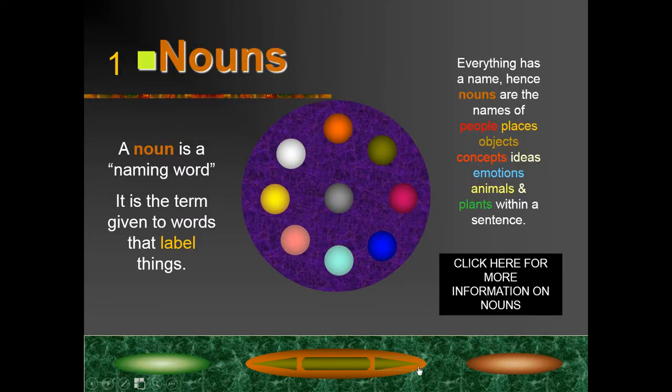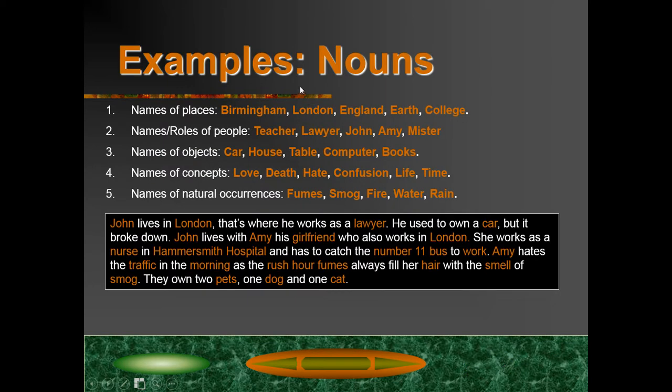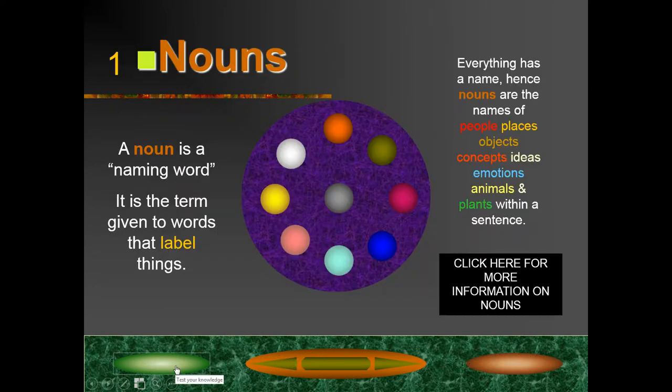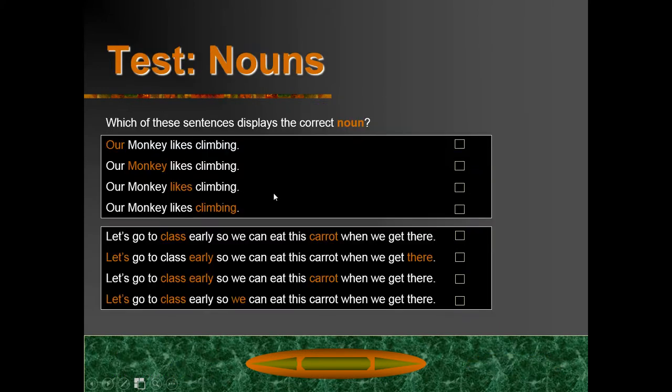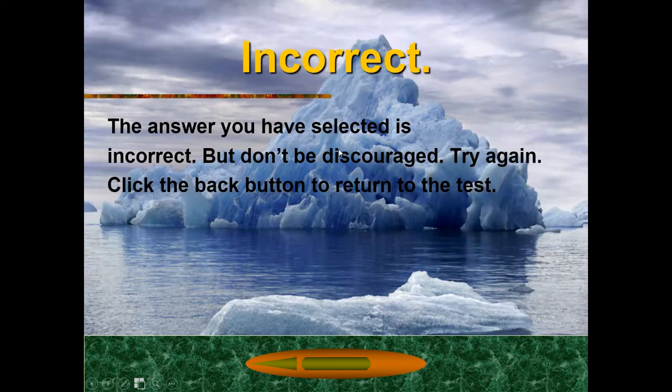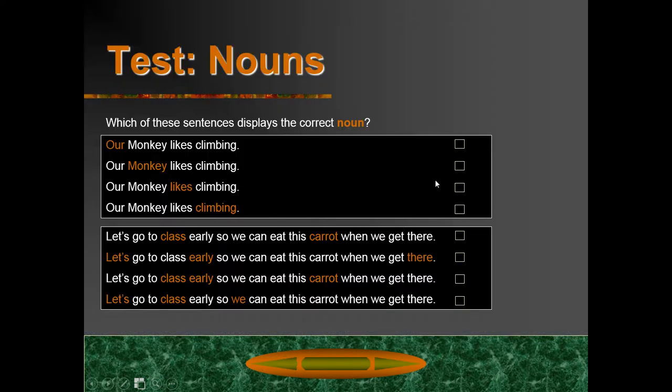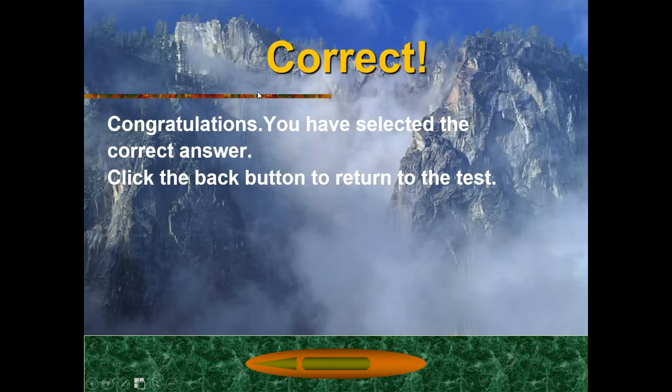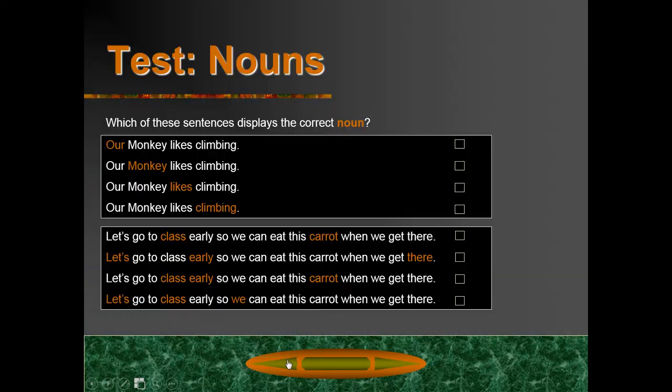Now at any point through nouns, if they press the brown button, they can see examples of nouns, or they can press the green button, which allows them to test their knowledge. Now there's 2 questions on each area usually. If they get the question wrong, they come to this page and are told to go back. If they get the question right, they get told they've got it right. And there's 2 of them that they can do on every area.